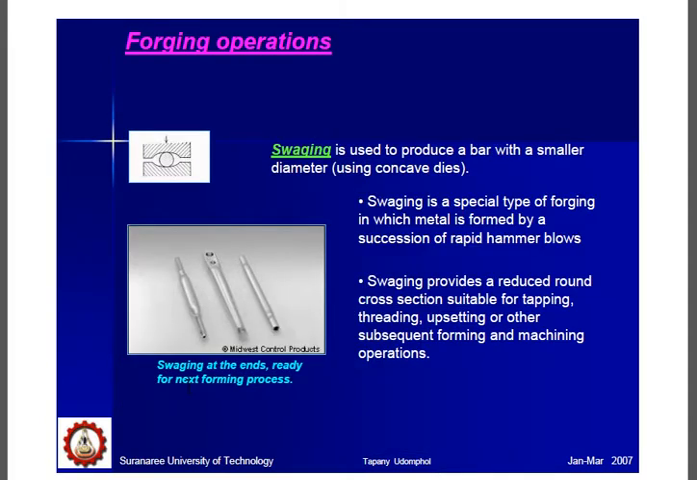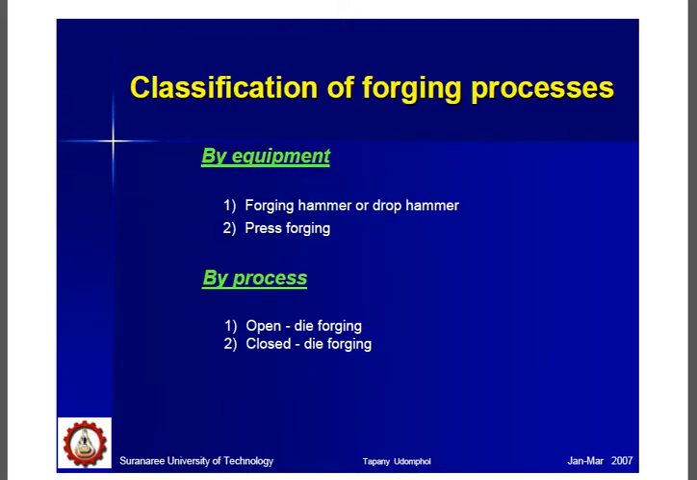Forging operation: swaging is used to produce a bar with a smaller diameter. Swaging is a special type of forging in which metal is formed by a succession of repeated hammer blows. Swaging provides a reduced round cross section suitable for tapering, threading, upsetting, or other sequential forming and machining operations.